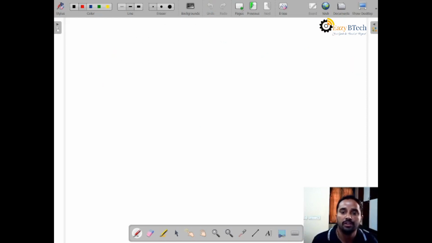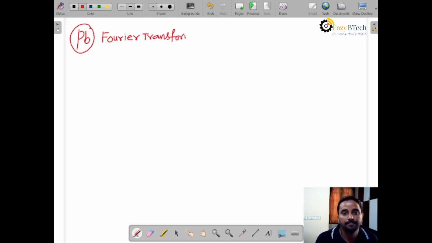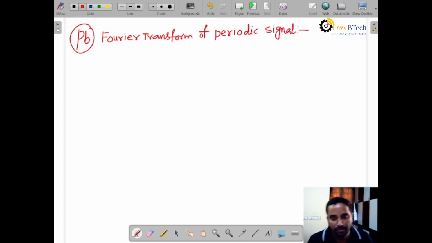Now go to another problem. Fourier transform of a periodic signal. Very, very important. So already we know the Fourier series of periodic signals. So similarly, we can do the Fourier transform for periodic signals also. So how to do it? Let's see now.